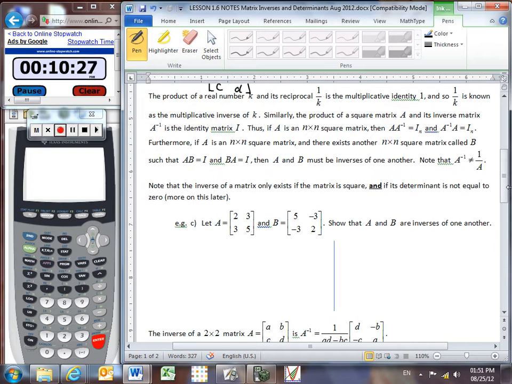Now let's take it back to normal numbers for a moment and remind you that if you multiply some real number k by its reciprocal 1 over k, what are you going to get? Of course, they cancel out effectively, and you end up getting 1, the identity. And so 1 over k is known as the multiplicative inverse of k. k and 1 over k are inverses of one another, because when we multiply them, we get the identity.